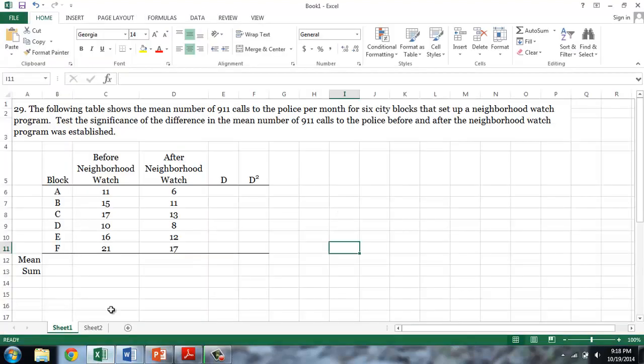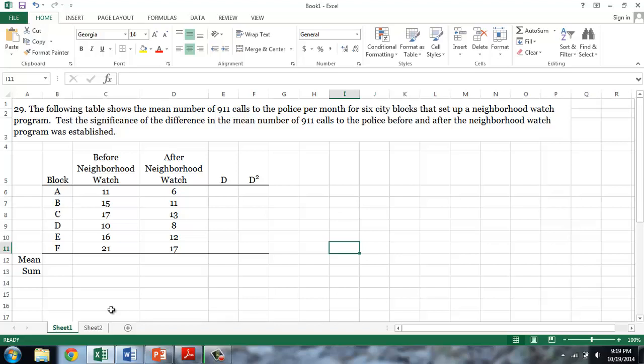To illustrate dependent sample t-tests, I will be covering number 29 from your textbook in Chapter 7, which states, the following table shows the mean number of 911 calls to the police per month for 6 city blocks that set up a neighborhood watch program. Test the significance of the difference in the mean number of 911 calls to the police before and after the neighborhood watch program was established.